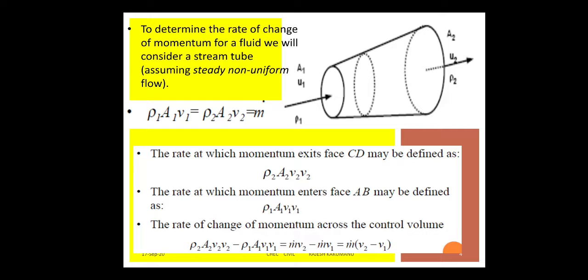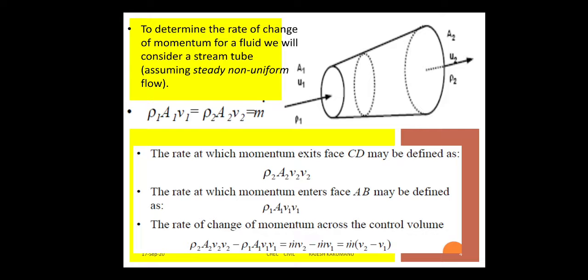At cross section 1 with rho 1 and cross section 2 with rho 2, we have a difference in diameter. Then according to the continuity equation, rho 1 A1 V1 is equal to rho 2 A2 V2, which is equal to m, the mass flow rate. That is, rho 1 into area 1 into velocity 1 is equal to rho 2 into A2 into V2, which is equal to m. Now take the pipe as ABCD, with AB at section 1 and CD at section 2.